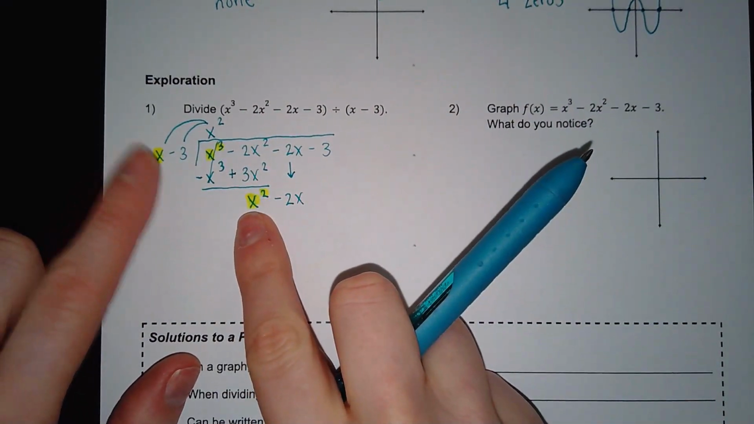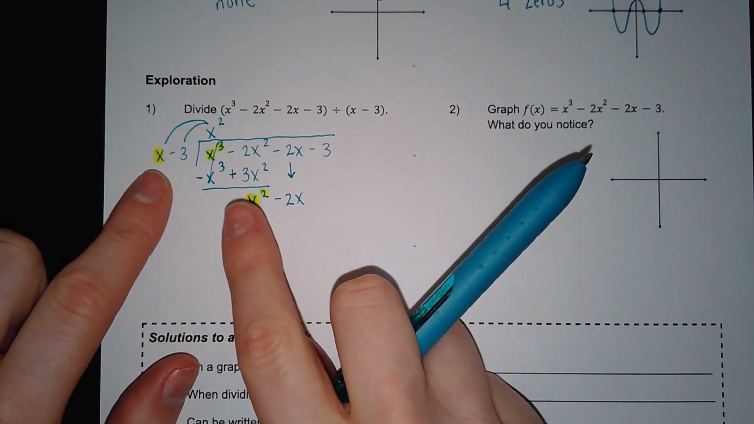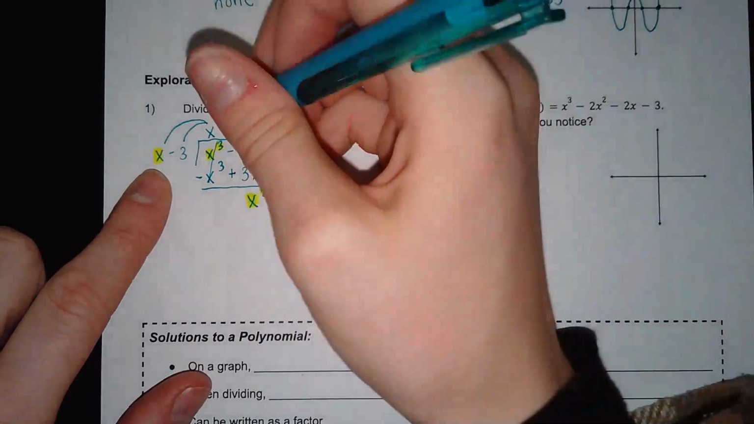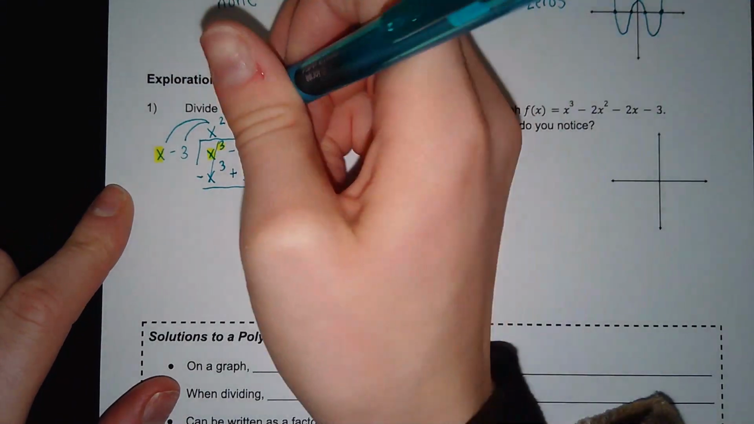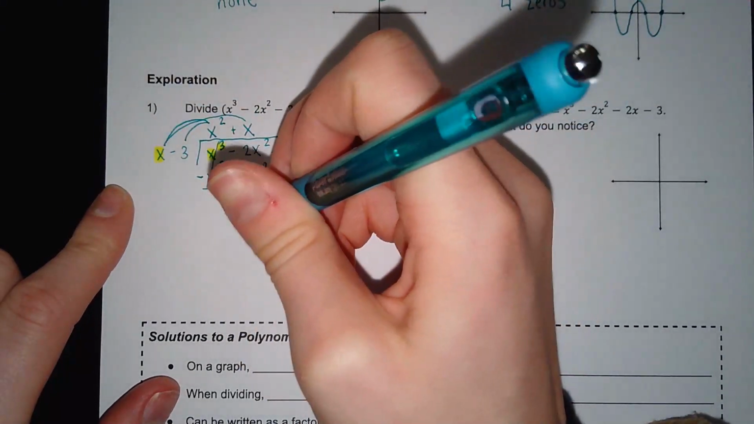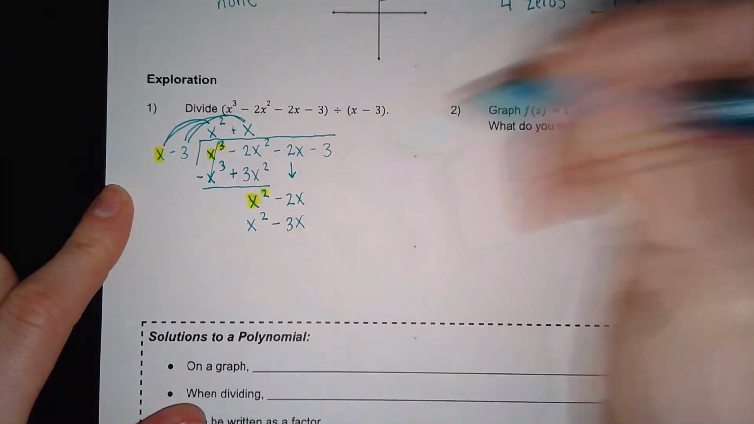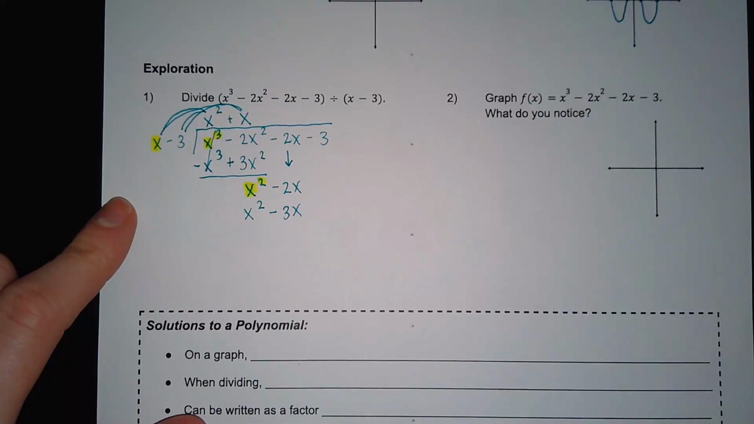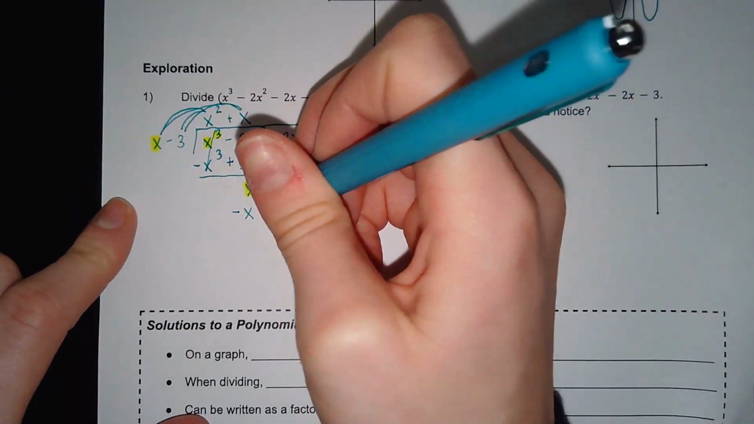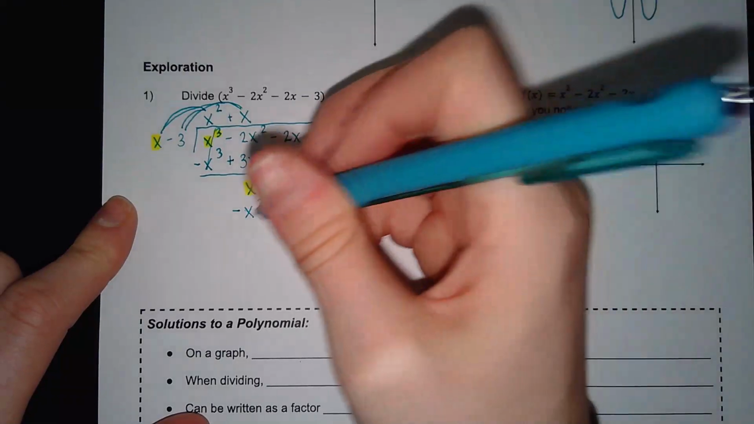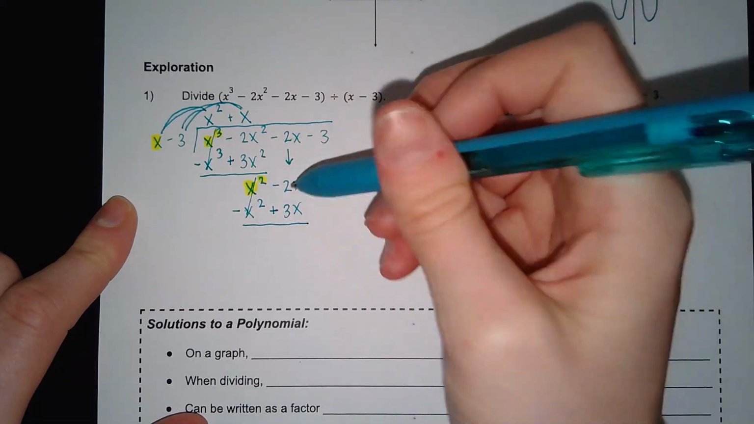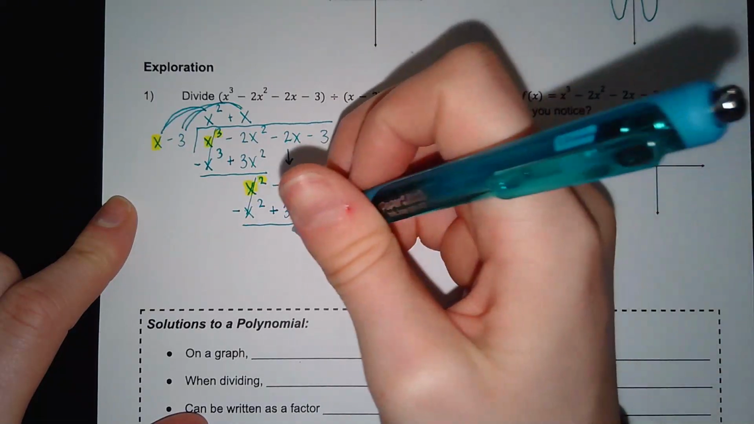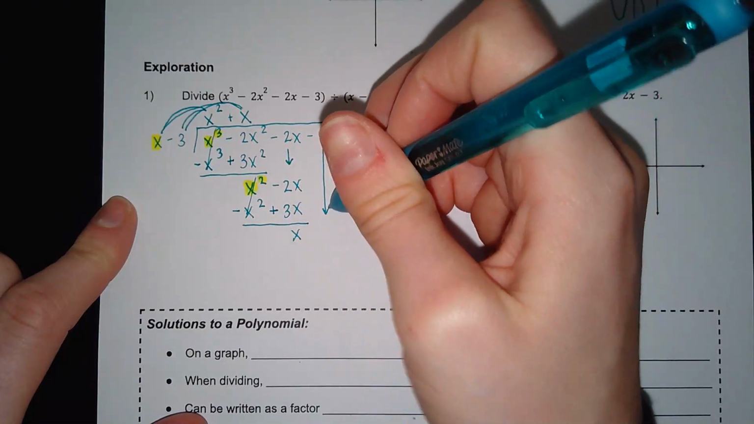And we'll repeat that process with our x squared. So I'll look and I'll see what do I need to multiply x by to get x squared, and that would be just 1x. We'll multiply. x times x is x squared, and x times -3 is -3x. We're subtracting, so I'll go ahead and change the signs on that second polynomial. x squared minus x squared is 0. Those will go away. -2x plus 3x is just 1x, and we'll bring down the -3.